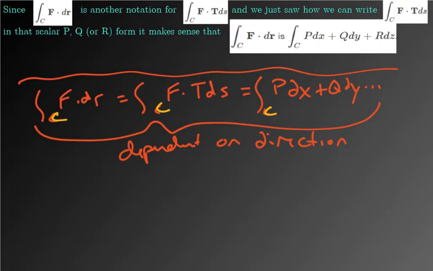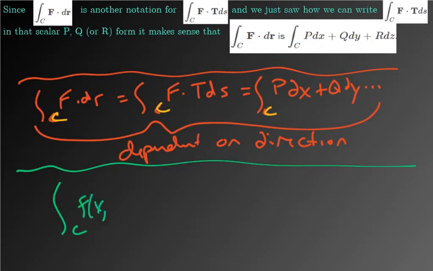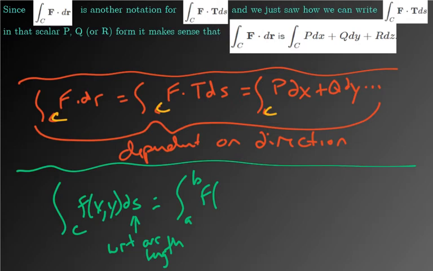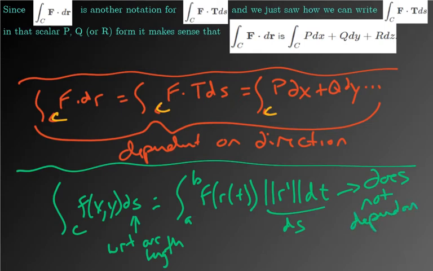The other kind of line integral where we just do an integral over some curve C of f of x, y, ds. This one is really with respect to arc length. For this one, we just parameterize the thing. We go from A to B, and we have f of r of t, and then we have this magnitude r prime dt, that's my ds, right? This one does not depend on direction, okay? You're going to get the same answer whether you go one way along the curve or backwards along the curve. Does not matter, okay?